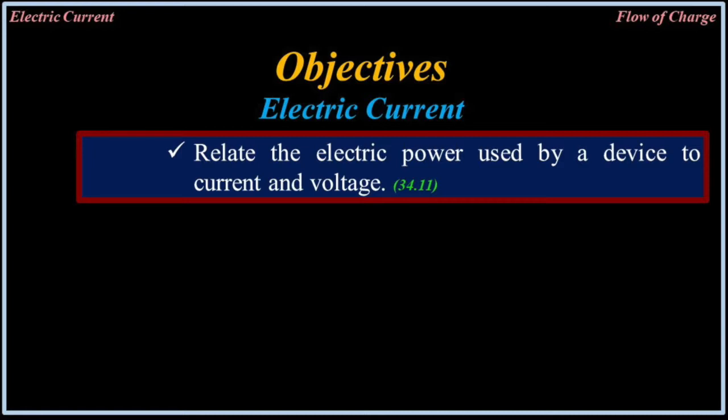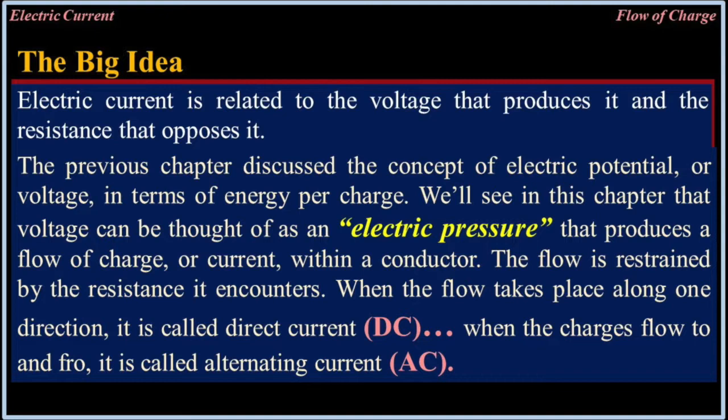Let's look at the big idea. Electric current is related to the voltage that produces it and the resistance that opposes it. The previous chapter discussed the concept of electric potential or voltage in terms of energy per charge. We'll see in this chapter that voltage can be thought of as an electric pressure that produces a flow of charge or current within a conductor. The flow is restrained by the resistance it encounters.